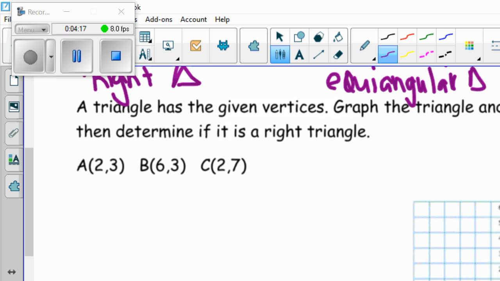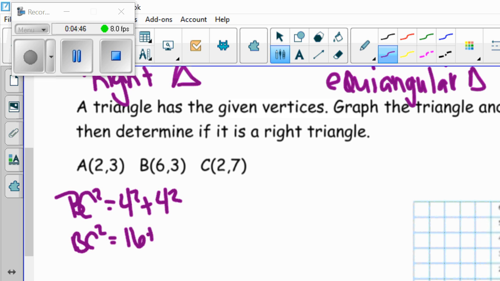So connect. Okay, so now I need to classify by its sides, so I need to know what are its sides. A to B, I can count those squares. I have 4. A to C, I can also count my squares. I have 4. I can either do the distance formula or the Pythagorean theorem to find BC. So if I do Pythagorean theorem, I've got BC squared equals 4 squared plus 4 squared. So BC squared equals 16 plus 16. So BC squared equals 32. I don't want BC squared, so take the square root of that. So then I get BC equals the square root of 32.